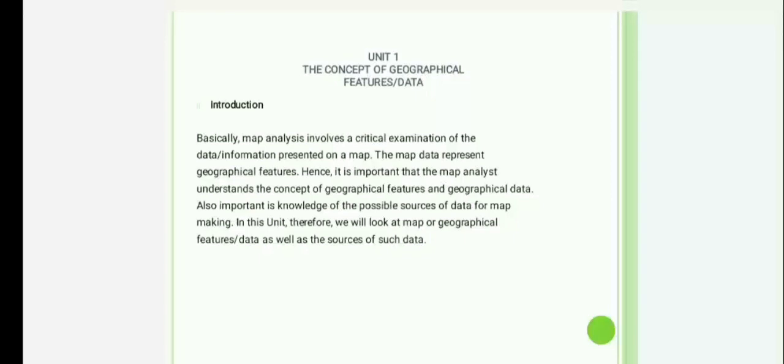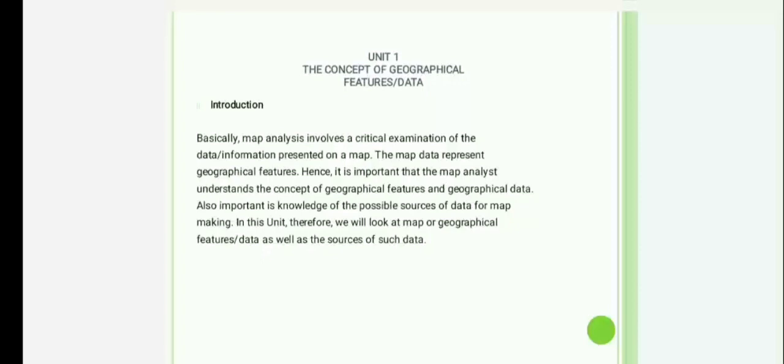It means naka-classify siya sa such as location, sites, areas, or regions. Hence, it is important that the map analyst understands the concept of geographical features and geographical data. So, ang geographical features kay ga-classified siya sa location, sites, areas, or regions. Ang geographical data is kanang ga-describe siya sa location. For example, road maps. Ang mga political maps showing boundaries.